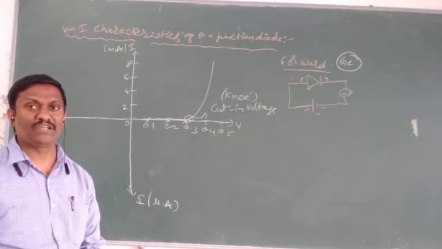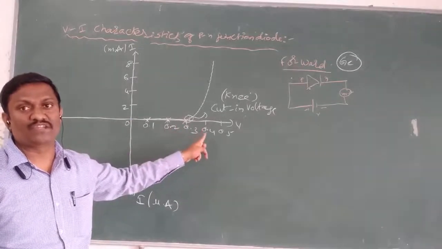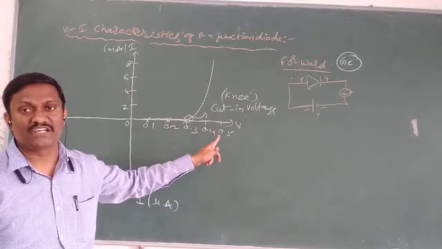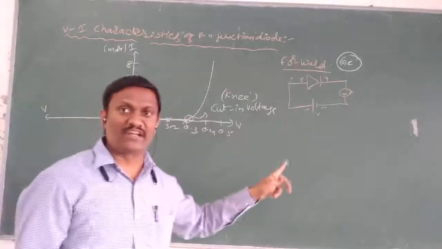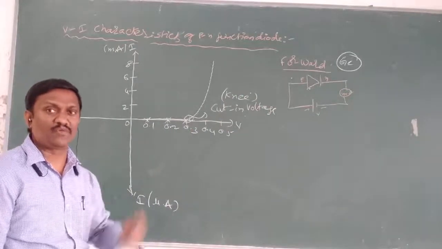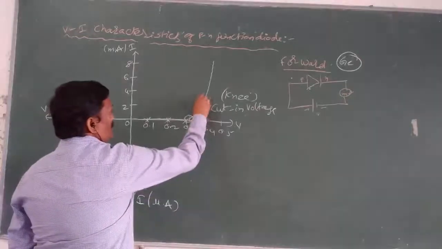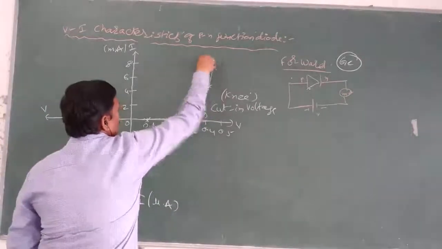So for a germanium diode, up to 0.3 volts, current is almost 0. For a silicon diode, up to 0.6 volts, current is almost 0. The cut-in voltage for germanium is 0.3 and for silicon is 0.6. In this way we have the forward bias VI characteristics.